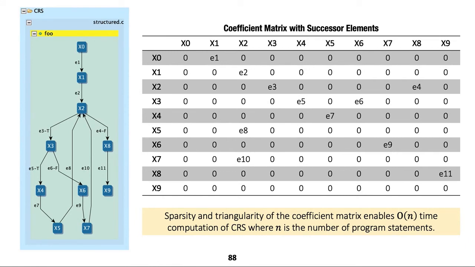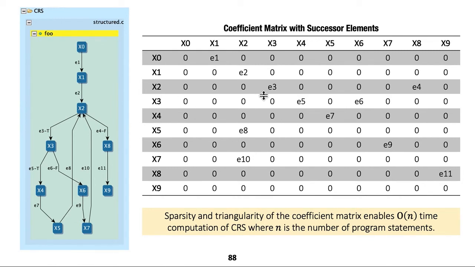Now let's point out the key reason for the efficiency of the algebraic approach. Here is a function with two loops, and we have the coefficient matrix. When we set up the equations, the coefficients are the successor elements. So there are two things to observe. First of all, it's almost a diagonal matrix, and the second is the sparsity.